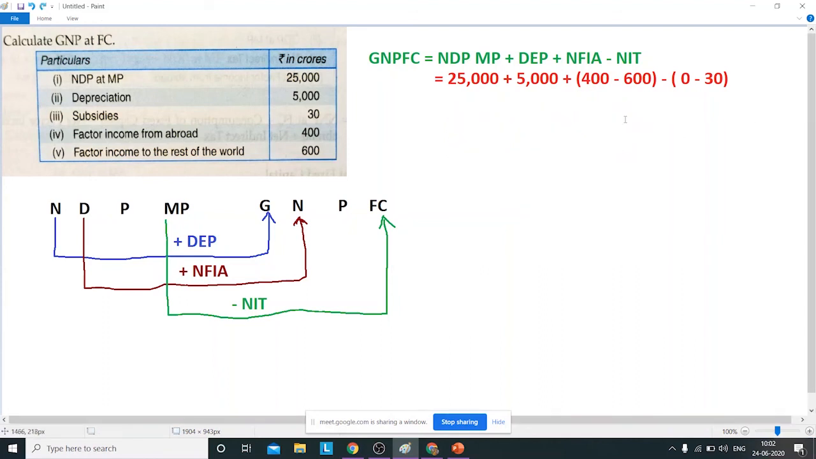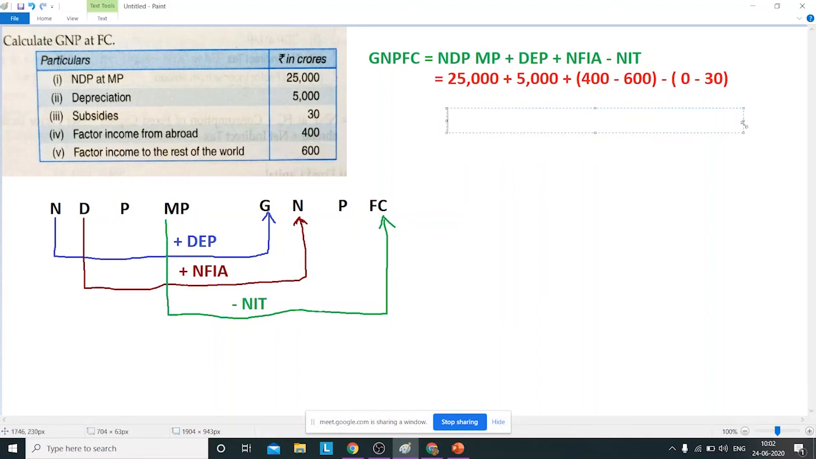So look at the screen. I'll write it once again. That is 25,000 plus 5,000. Here it is plus, 400 minus 600 is minus 200. So when it comes outside the bracket, it will be minus 200, right? Here minus is given. 0 minus 30 is minus 30. Minus of minus 30 is plus 30. So this minus I will write as plus 30. Is it clear?